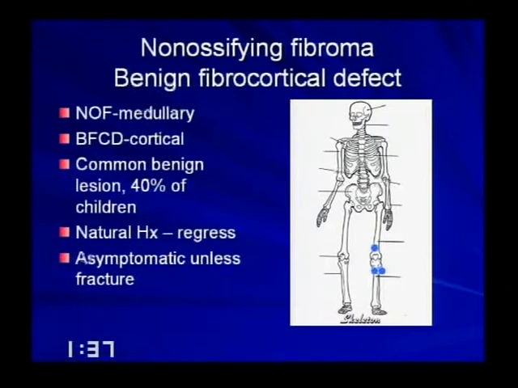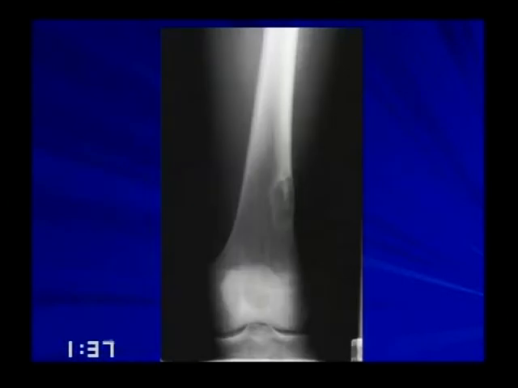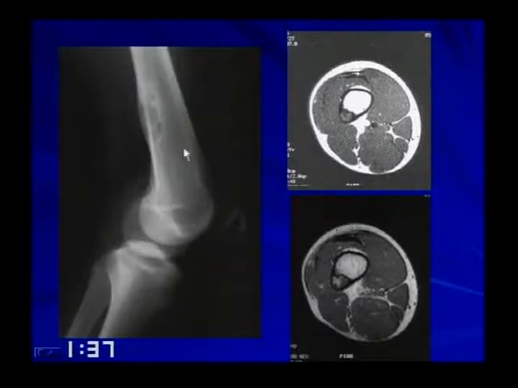So do you need to biopsy these? No. The worst case scenario, they fracture. Do not biopsy. There is a syndrome, Jaffe-Campanacci syndrome, where the patients have multiple non-ossifying fibromas and cafe-au-lait spots, but the natural history of these NOFs is the same as your solitary NOF. Here it is. Nice sclerotic margin, eccentric, no matrix, no periosteal reaction, asymptomatic. Here's another one. Here's another one that got an MR for another purpose. And you can see it's low on T1, and it's a little bit mixed on T2.